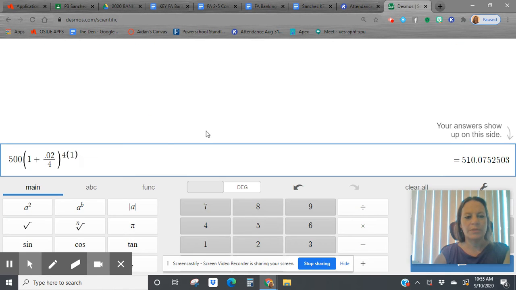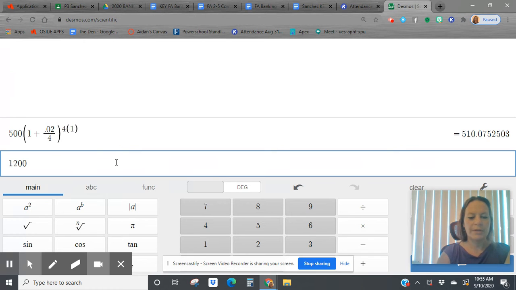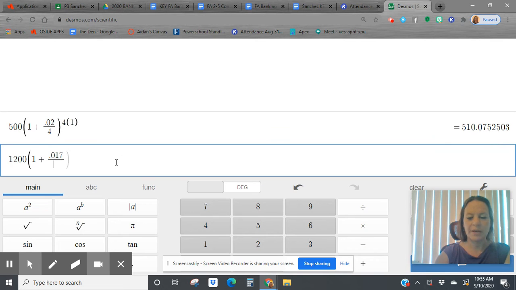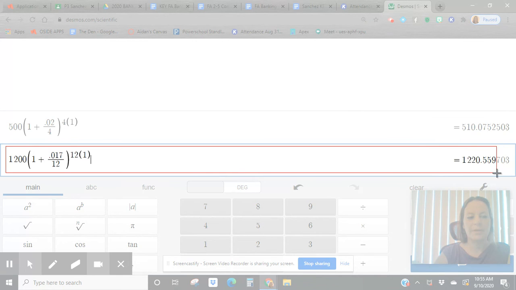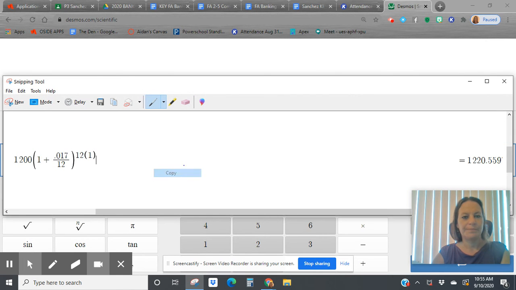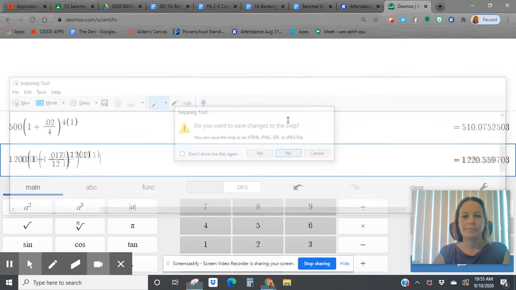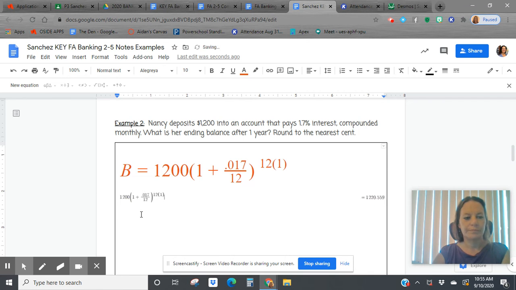And I'm going to go into Desmos. 1200, 1 plus 0.017 divided by 12 for compounded monthly to the power of 12 months times 1 year. So here we get 1220 and 56 cents. I'm going to go snip and copy and paste my work into Desmos. And so my final answer is 1220 and 56 cents.